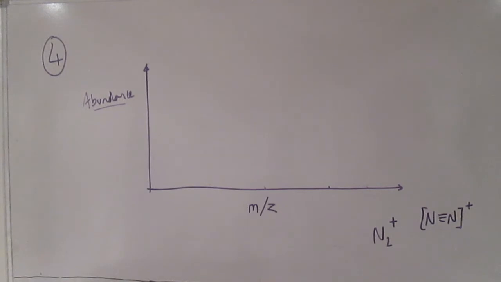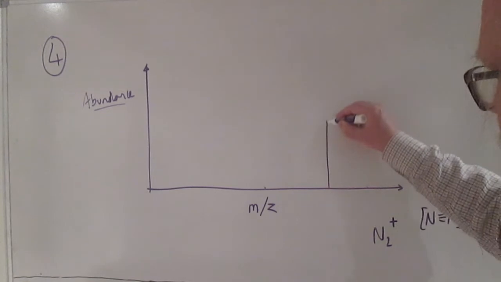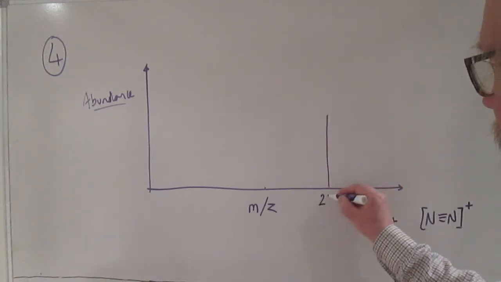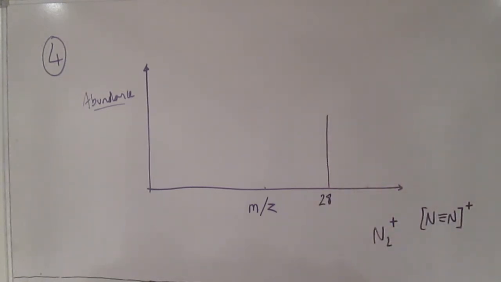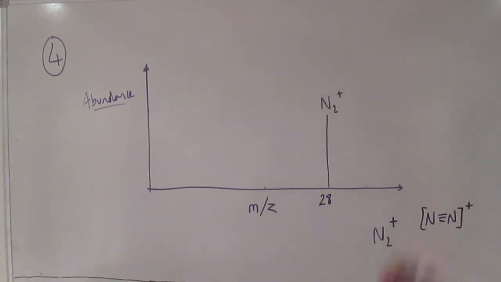Okay, so because nitrogen only has one common isotope, which is nitrogen 14, all of the molecules will have essentially the same mass, barring those tiny number that have a different isotope, which is 14 for each nitrogen and therefore 28 for that species. And therefore we will get a peak with an m/z value of 28 corresponding to N2+.